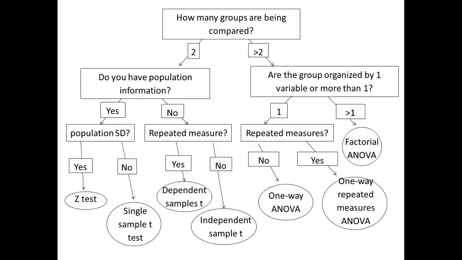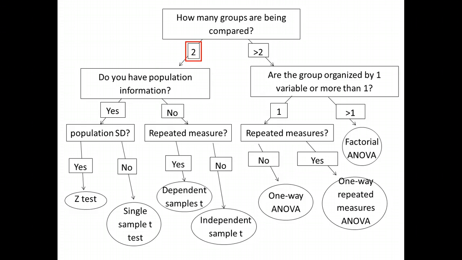We have talked about z-tests, t-tests, and ANOVAs, and this chart shows one way of figuring out which test you should be using. The first thing I usually ask myself is, how many things am I comparing? 2 things or more than 2 things?